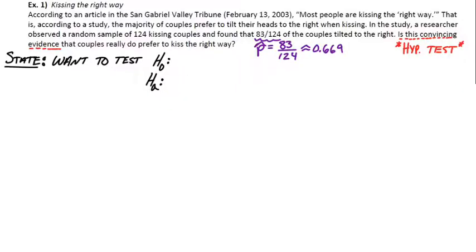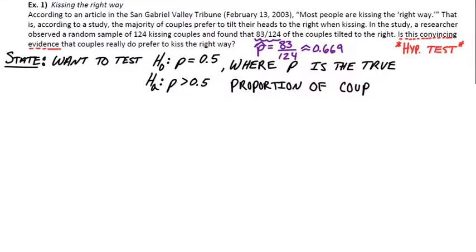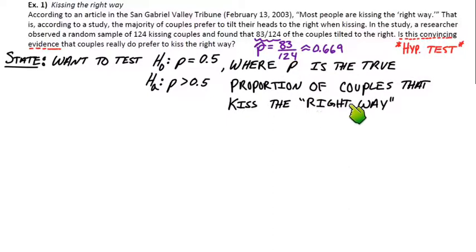The null, remember that that's a statement of equality. So maybe 50% right, 50% left. So that would just be p equals 0.5. And then the alternative, well, it looks like maybe more than half of the people kiss the right way, right? So this would be p is greater than 0.5. And then just don't forget to define what p is. Apparently, that's the true proportion of couples that kiss the right way, which means they tilt their head to the right. So the true proportion of couples that kiss the right way.